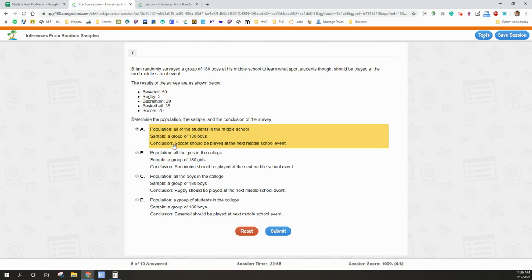Let's look at the conclusion and make sure that that's accurate. The results of the survey are shown below. The conclusion for A says soccer should be played at the next middle school event, and soccer up here has 70 respondents that chose it, which is the highest number, so A is the answer.